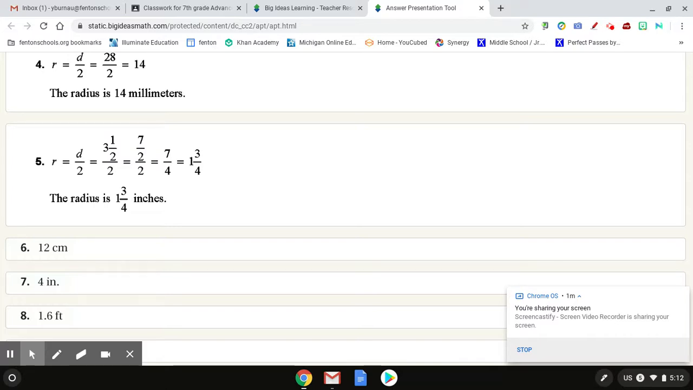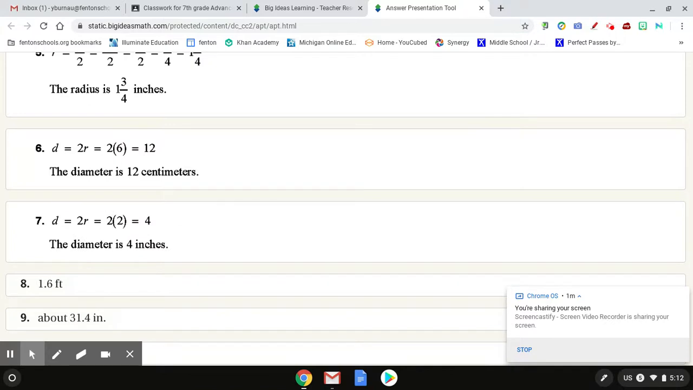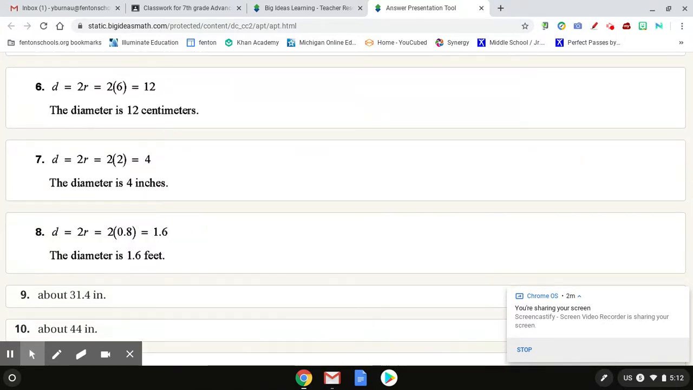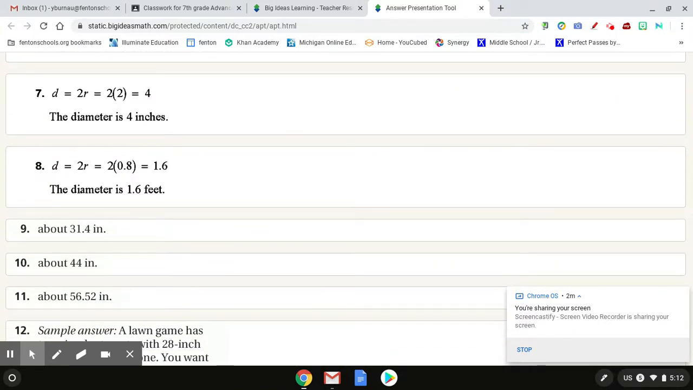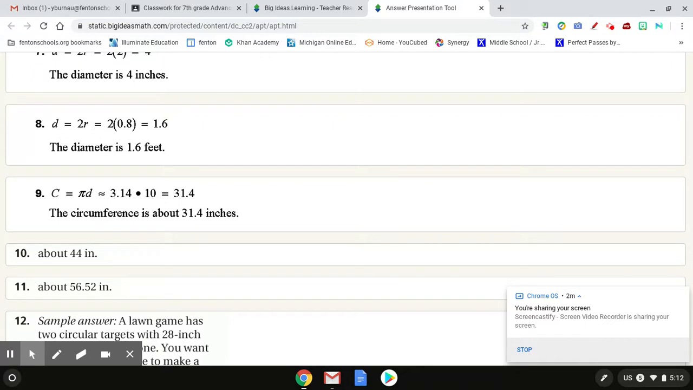Okay, number 6 is 12. Diameter is 12. For number 7, the diameter was 4 inches. Number 8, 1.6 feet is the diameter. All right, and then number 9 is where you started using the circumference formula.